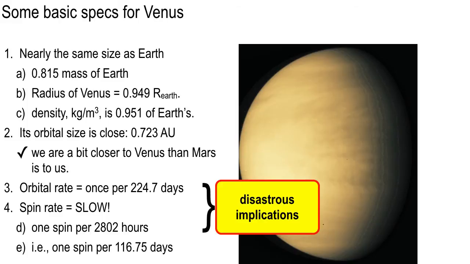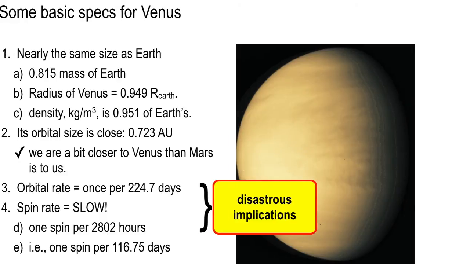Okay, so make a note of that: the slow spin rate coupled with the orbital rate means that any given square kilometer of Venus is facing the sun for an awful long time. It's slowly turning across the face of the sun. And then that same square kilometer spends an awful long time on the night side of Venus, away from the sun, because it spins so slowly.